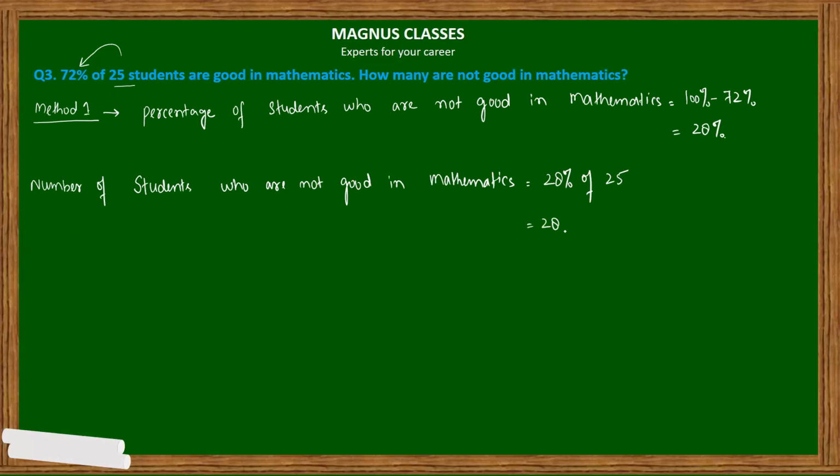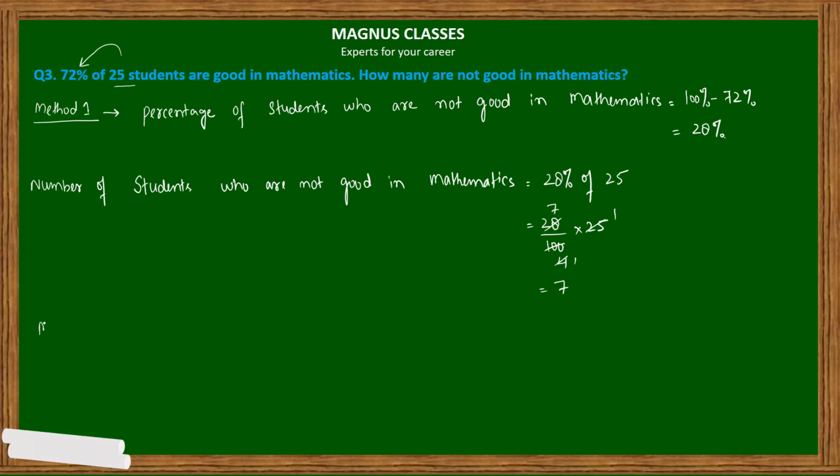So how will we find that? 28 divided by 100 multiplied by 25. So 25 1 25, 25 4 100. Now 4 1 4, 4 7 28. So the answer is 7. So there are 7 students who are not good in mathematics.